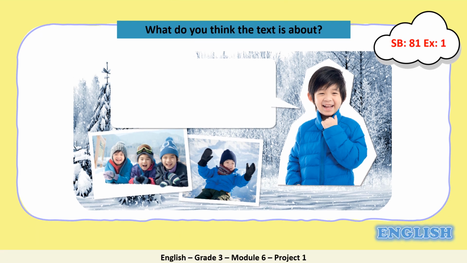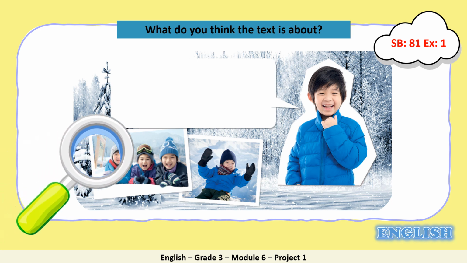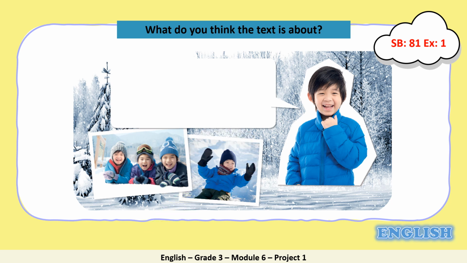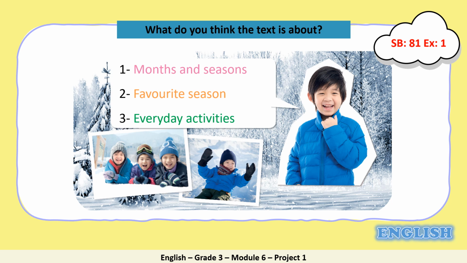Now, let's get started with our lesson. Can you tell me, what do you see in this picture? A boy with his family or friends, okay. What are they doing? Yes, they are playing in the snow. So, which season is it in the picture? Excellent, it's winter. So, what do you think the text is about? Is it about months and seasons? Is it about favorite season? Or is it about everyday activities? We shall find out later.